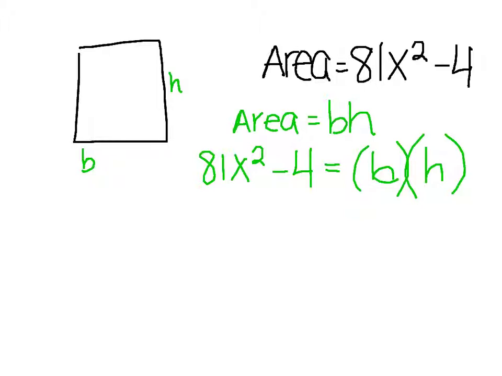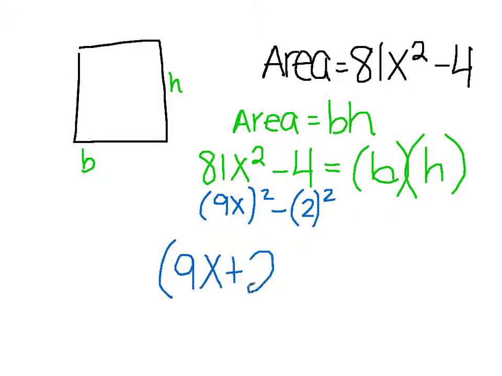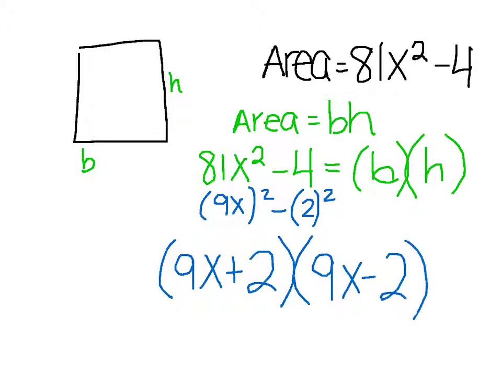81 and 4 are both perfect squares. So I see that I have 9x being squared and I have 2 being squared. Therefore, 9x plus 2 is one of my factors, and 9x minus 2 is my other factor.